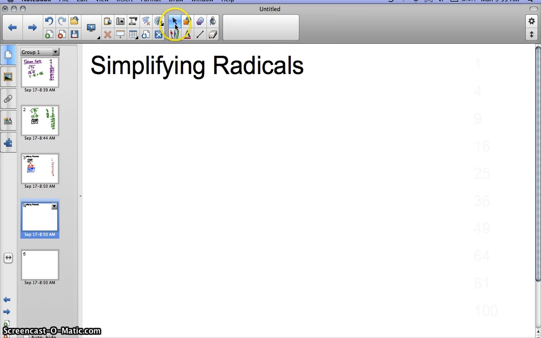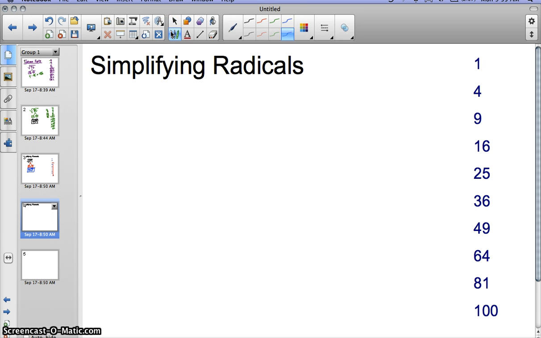Let's try another one. Example number 2. Again, start with our perfect squares off to the side. Let's try a square root of 48. We're going to do something a little bit different, just in case, because sometimes I see that people don't always recognize the biggest numbers that go into them.